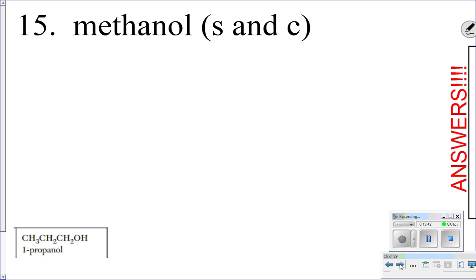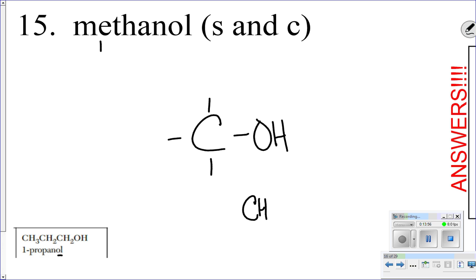Methanol, nice easy one after that. OL ending, meth means 1 carbon. I draw 1 carbon. I don't need a number. It's the only place I can put my OH. Fill in those bonds. This can also be written as CH3OH.